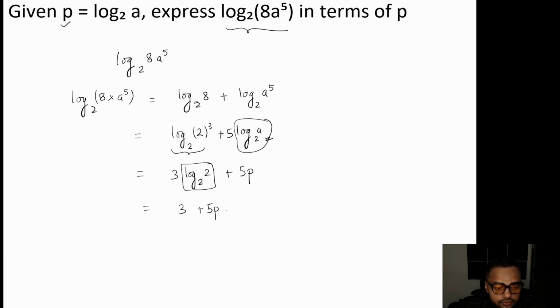So what laws have we applied here, student? This is our final solution. Okay, so here we have applied the reverse of power law, and in this expression we have applied the reverse of product law. Okay, so I'll write it for you.